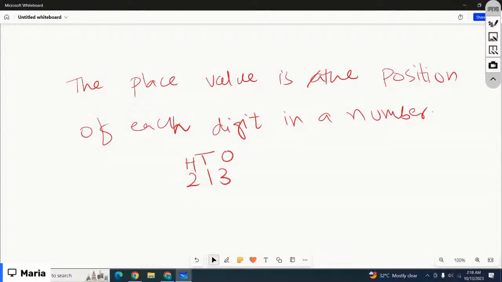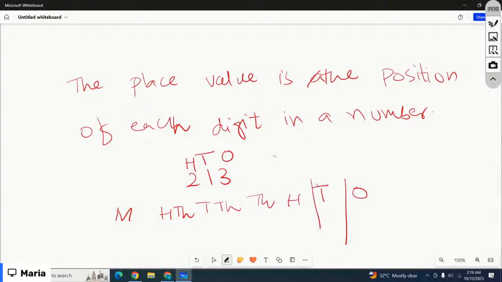That describes the position or place of a digit, right? Each digit has a place in a number. So we have a place value chart. Let's just see what the place value chart is. The place value chart is: you have 1, 10, 100, then 1000, then you have 10,000, then you have hundred thousands, then you have millions, and so on, right?